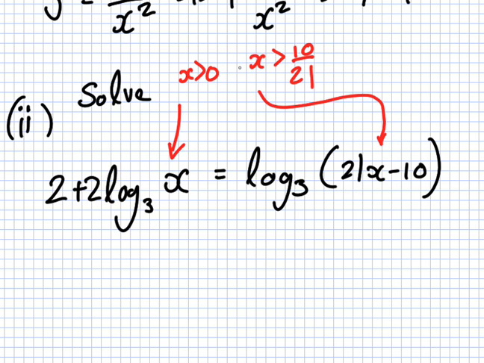If I put the two of these together, which one is more important, or which one matters most? This one here. If x is bigger than 10 over 21, is it also bigger than 0? Yeah. If x is bigger than 0, is it also bigger than 10 over 21? Not necessarily. So we can forget about this and we care about this one here. So if I get more than one answer, I choose only the answer that's bigger than 10 over 21.